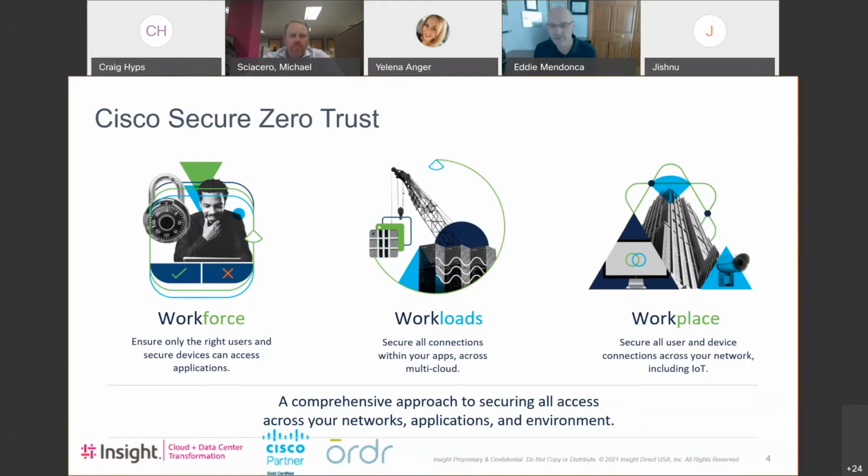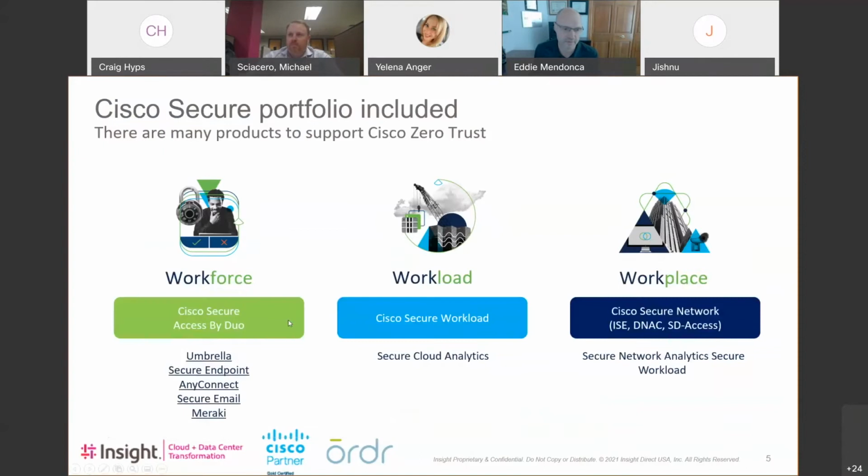That is providing zero trust for things like your IoT devices, your corporate users, your guests, BYOD users, anything that attaches to that traditional corporate network can be lumped into that workplace zero trust bucket. Okay, so now let's take a look at the Cisco product sets that overlap these three zero trust buckets.